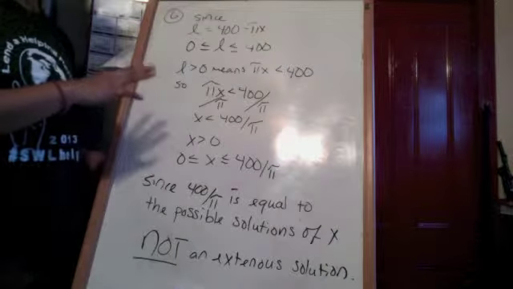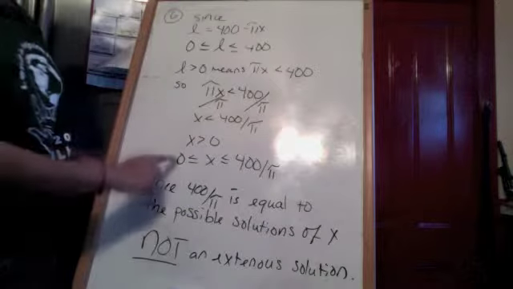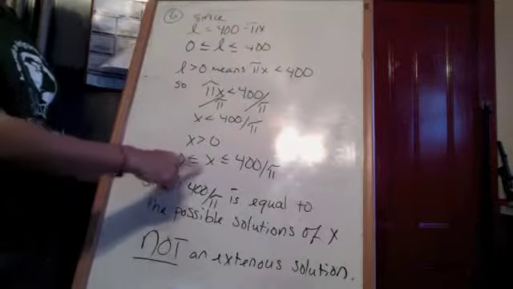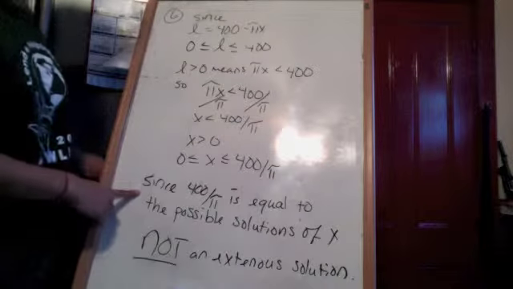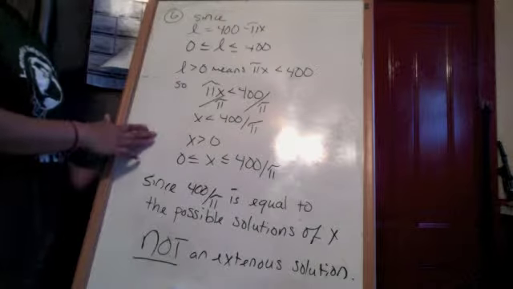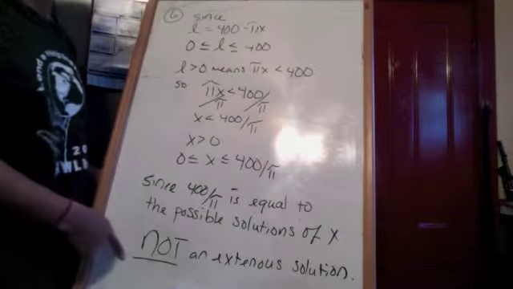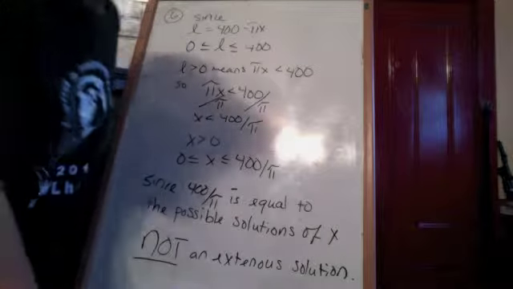Now this makes sense since the solution we got for x in our previous step is 400 over pi. X has to be greater than 0 in order to fit the extraneous formula or not. So 0 is less than or equal to x, as x is less than or equal to 400 over pi. And since 400 over pi is exact, that means this is a possible solution of x, so it is not an extraneous solution.